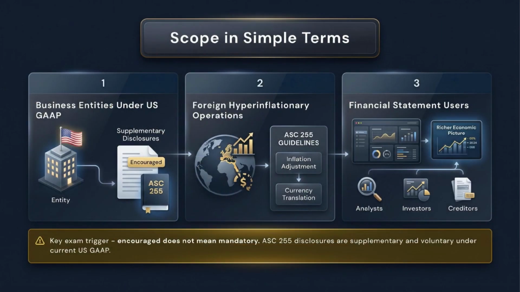The scope is also easy to understand. This guidance is relevant to business entities preparing US GAAP financial statements, and it also has a foreign operation angle where highly inflationary economies are involved. But the most important exam trigger is the word encouraged. Changing price disclosures under this topic are encouraged, not required. So, if a question asks whether omission of this supplementary information is automatically a GAAP violation, be careful. Encouraged does not become mandatory just because the question sounds serious.